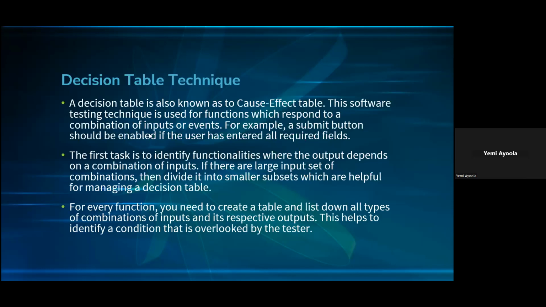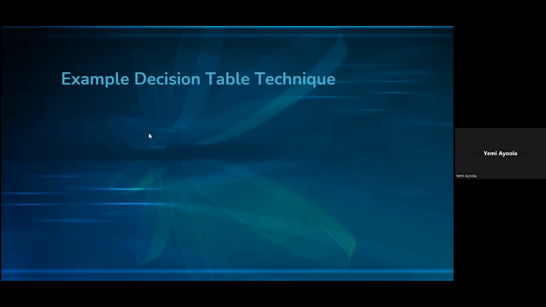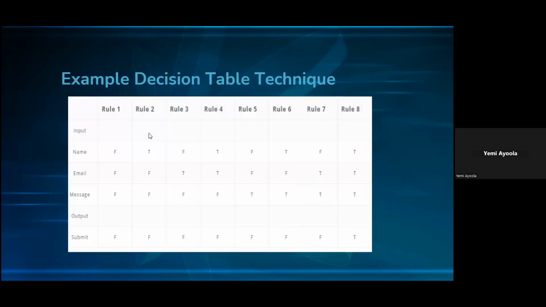Everything I've written here is just explaining the main concept that I want you to understand in the table. Our case study here is just for you to know that we want that submit button to be enabled. So that takes us to the cases that we want to look at. Example of decision table technique. This is our submit button. We want it to work.